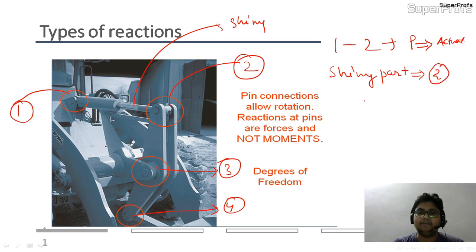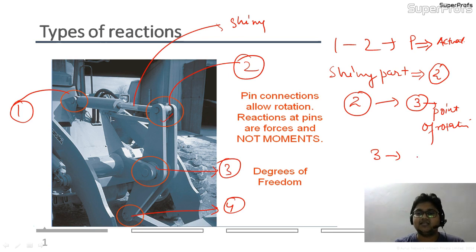And the second pin is rotating on that second pin itself. Means the second pin is transferring the force to this link. And from the second pin to the third pin. Means the third pin is the point of rotation, and from the third pin, the load is transferred to the fourth pin. The fourth pin is going backwards, and it is trying to pull the link. So the whole mechanism is very clear to you.